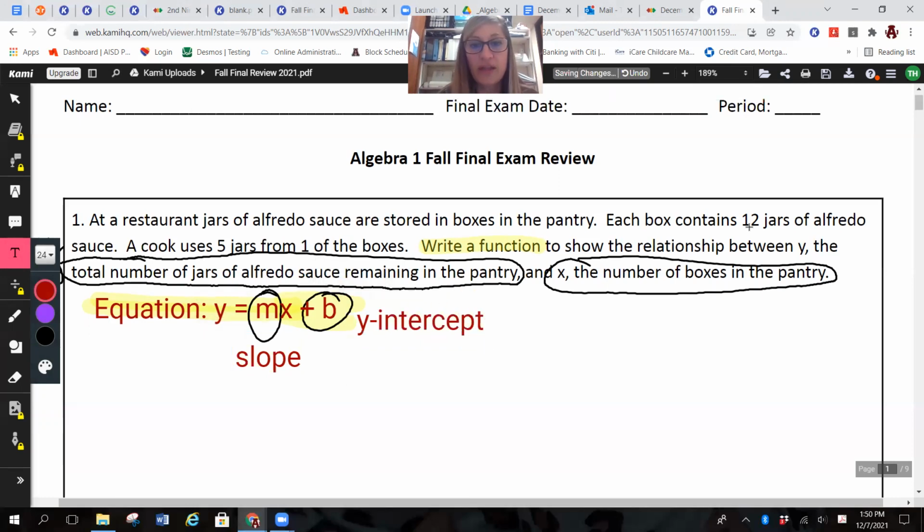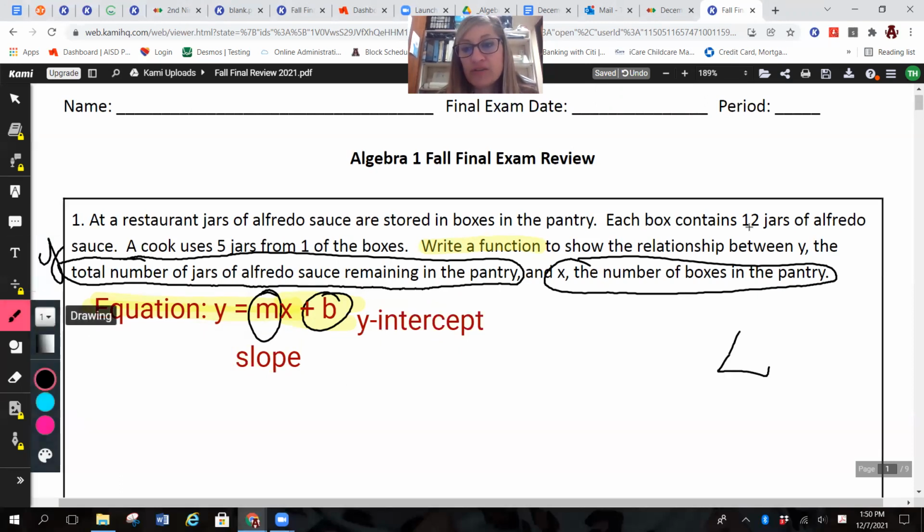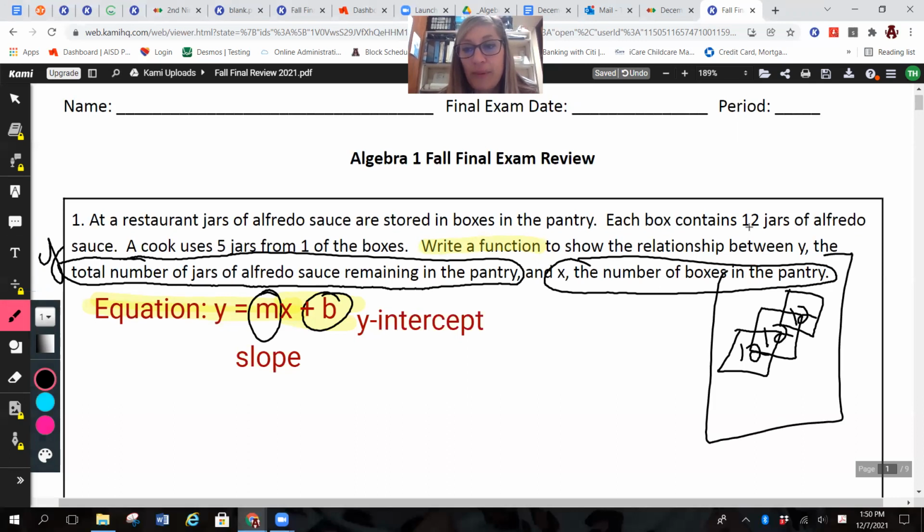Okay, so knowing that, let's reread it. We've got a restaurant, we've got Alfredo sauce stored in boxes, put away in the pantry. Each box. So box number 1 has 12 jars. Box number 2 has 12 jars. Box number 3 has 12 jars. Each box has 12 jars. Got it? All right, and they're all in the pantry.